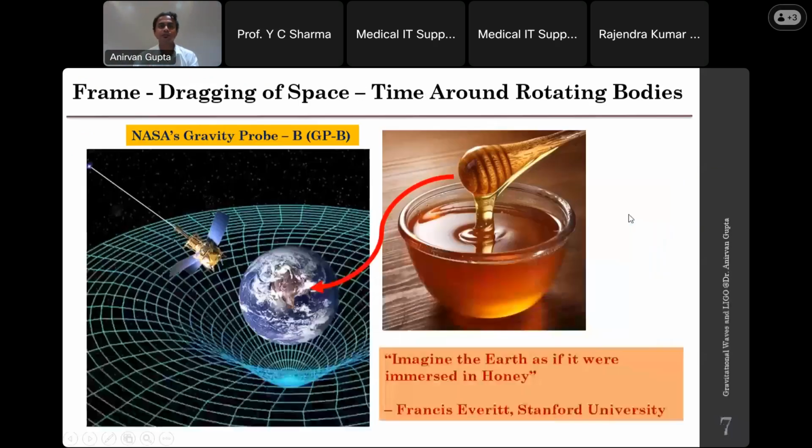There is an analogy given by Francis Everitt from Stanford University. He said to imagine that Earth were immersed in honey. If you try to pull it out, the ripples you get in the honey are analogous to what we see as gravitational waves. Adjacent is an image by NASA's Gravity Probe B, GPB.